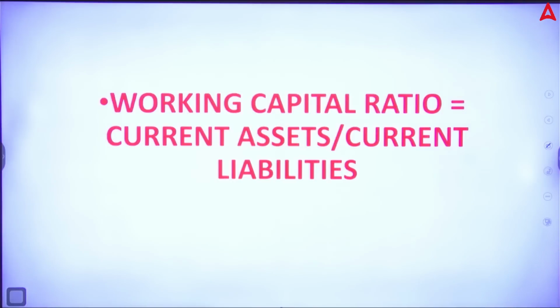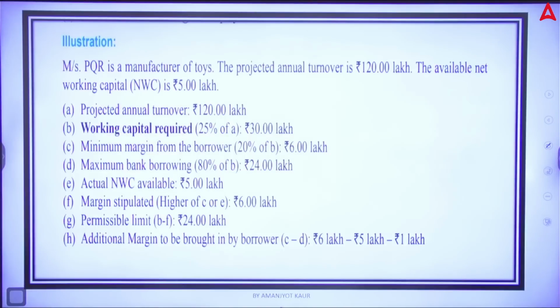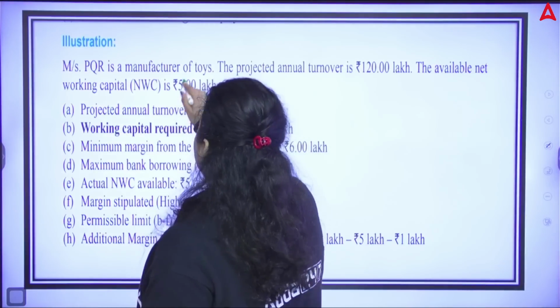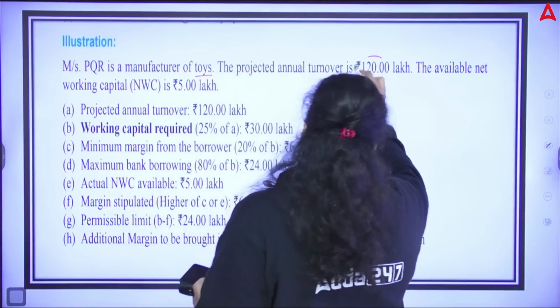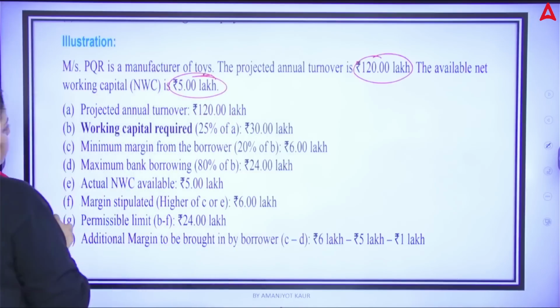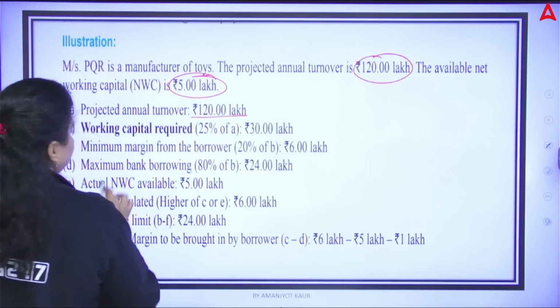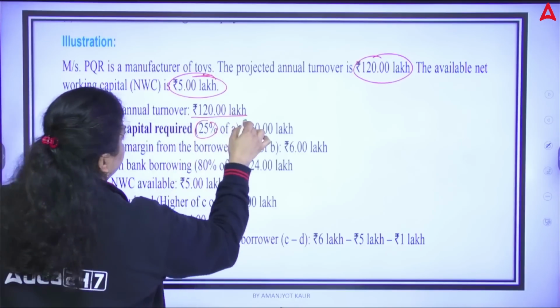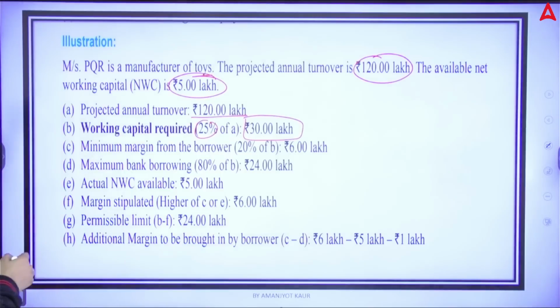That we have already done. Working capital ratio is current assets divided by current liabilities. Now, the second example has been given in your book. PQR is a manufacturer of toys. The projected annual turnover is 120 lakh. The available net working capital is 5 lakh. So we have to calculate 25% of 120 lakhs. So your working capital requirement is 30 lakhs.